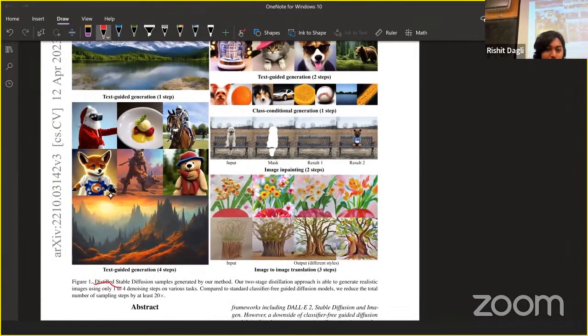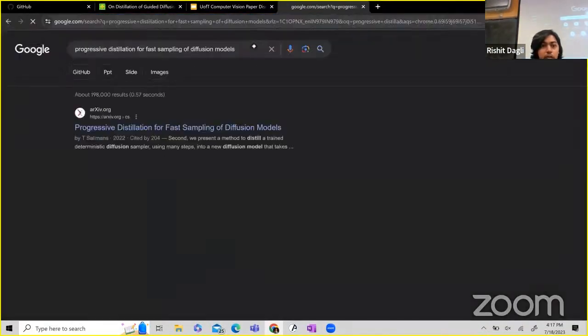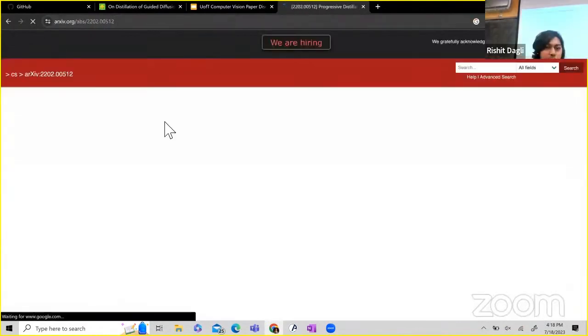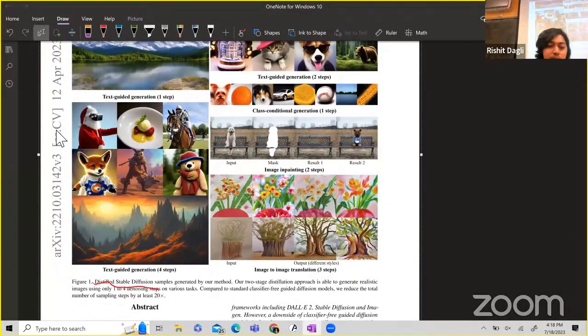So distilled stable diffusion is not something new. There was already this paper about progressive distillation, which is also by the same authors, and that already distilled stable diffusion. So I guess this is not something new, distilled stable diffusion. But then they say generated by our method. Okay, so these are the ones, and they have some two-stage distillation approach.